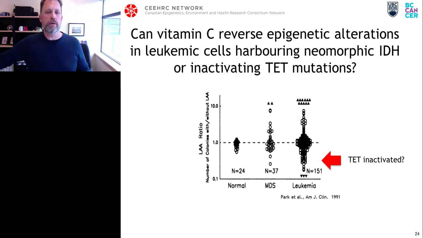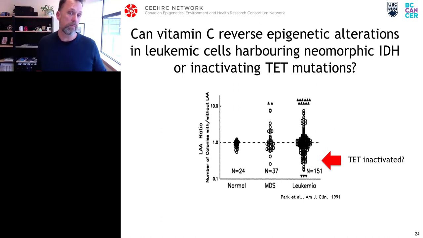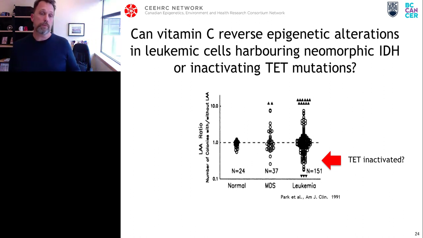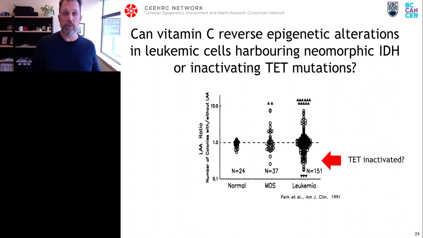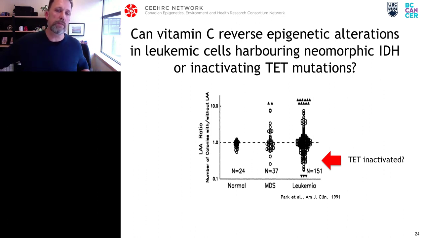So taking this all together, given what I told you about TET inactivation in the context of acute myeloid leukemia, either through gain of function mutation to IDH, which directly inhibits TET2, or through a direct genetic mutation to TET2, we conjectured: could vitamin C act to overcome this inhibition and directly reverse epigenetic alterations that are associated with either the gain of function IDH or loss of function mutations to TET2?